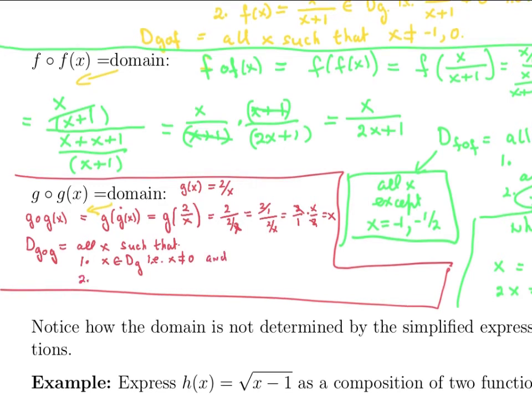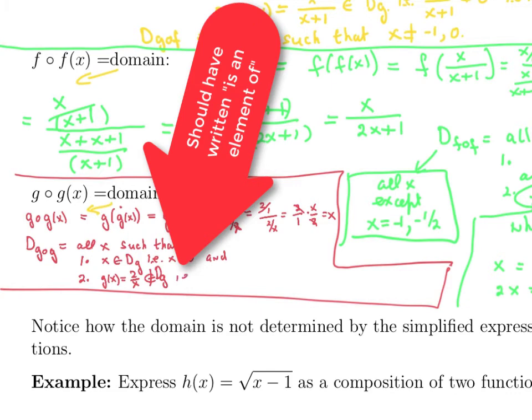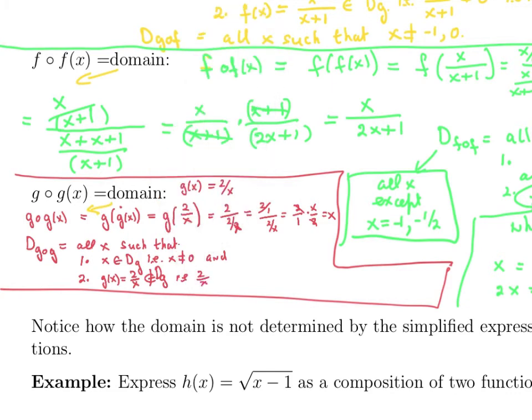And second, g of x, which is 2 over x, is in the domain of g. That's the same as saying that 2 over x is not equal to 0. Well, that second restriction doesn't really put any restriction on the x's, because if x is not equal to 0, then 2 over x can't be equal to 0. So the domain of g after g here is all x except x equals 0.